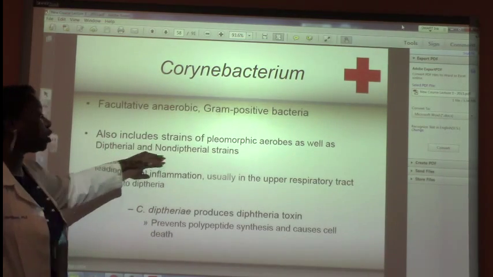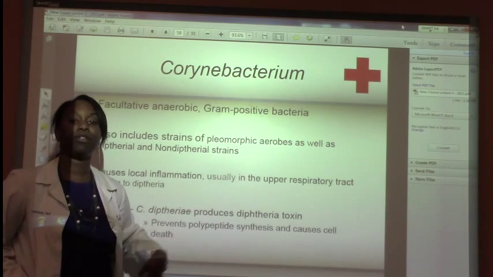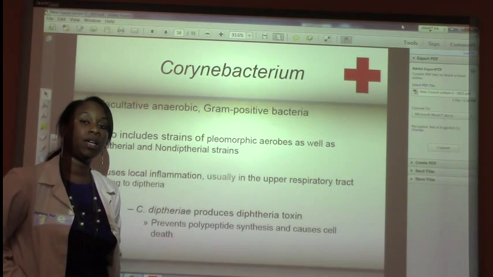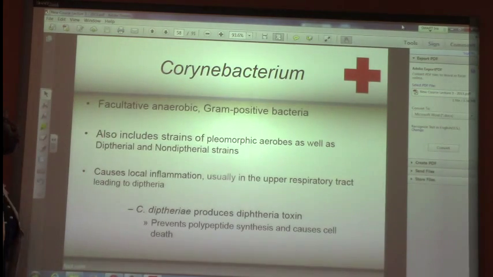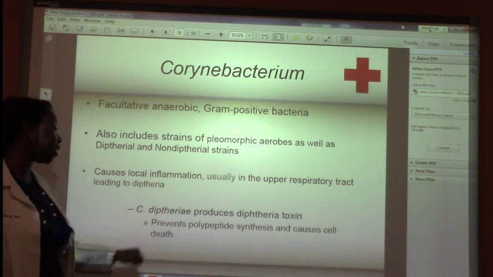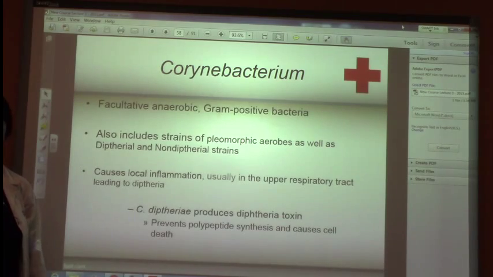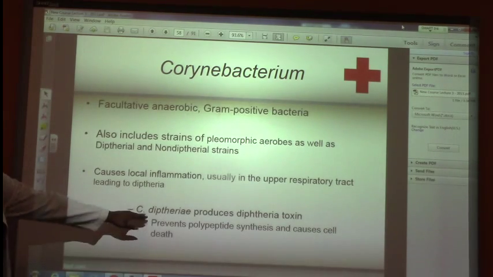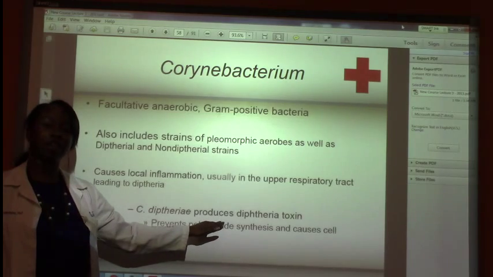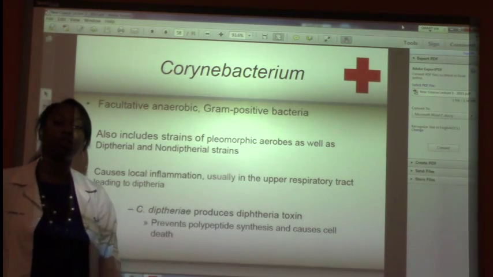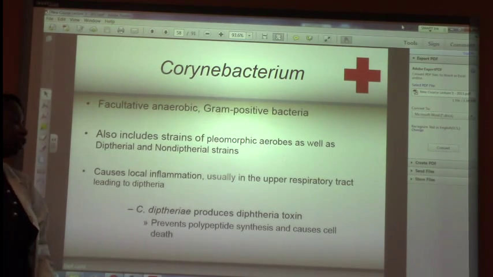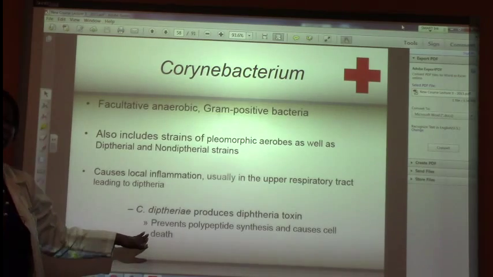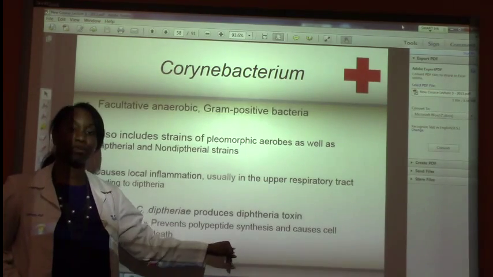Also, we have diphtherial as well as non-diphtherial strains. This simply refers to the pathology that they lead to, and as such, the toxins that they actually produce. So in regards to this bacterium, it leads to localized inflammation, usually in the upper respiratory tract, and it leads to the condition known as diphtheria. This is for the diphtherial strains. C. diphtheriae is the causative agent, and it produces this particular toxin here, which would be the diphtherial toxin. This simply prevents polypeptide synthesis from occurring, and it leads to cell death. This term, polypeptide synthesis, refers to protein synthesis.